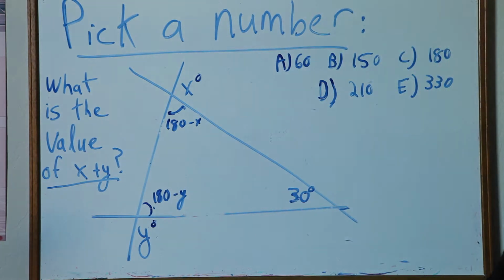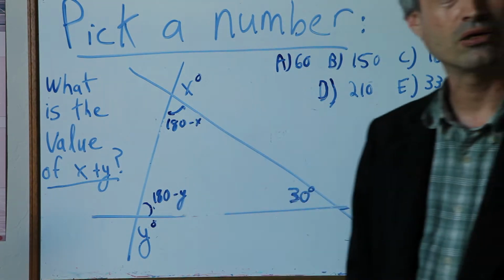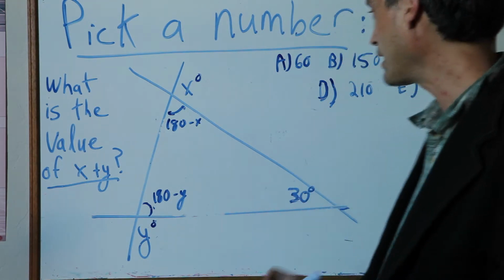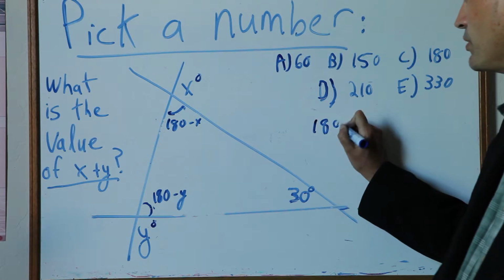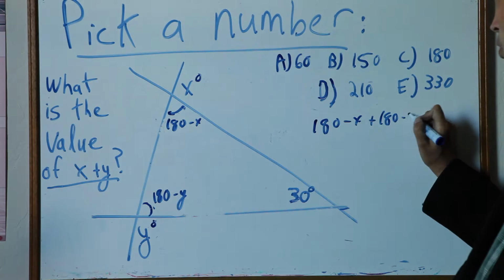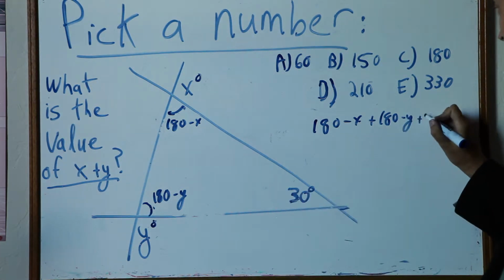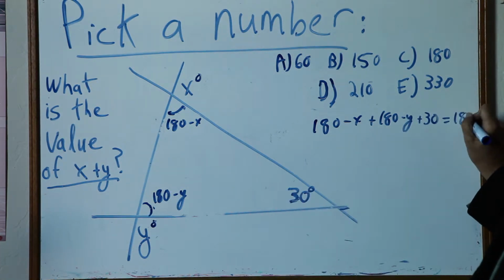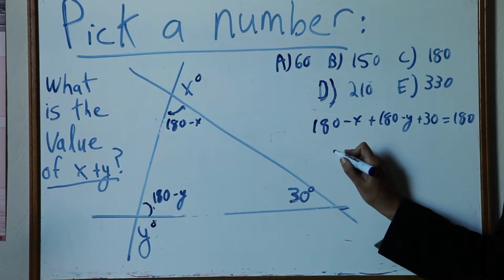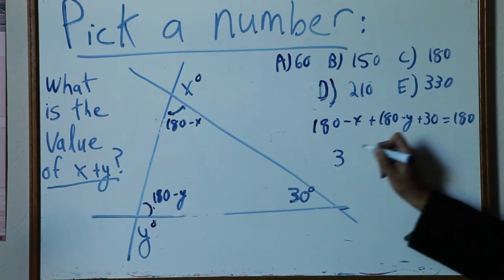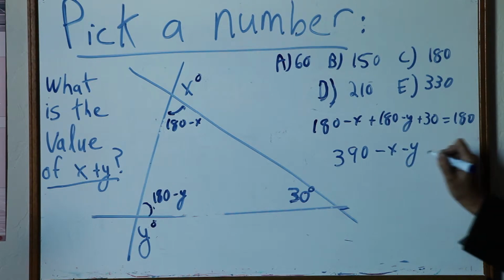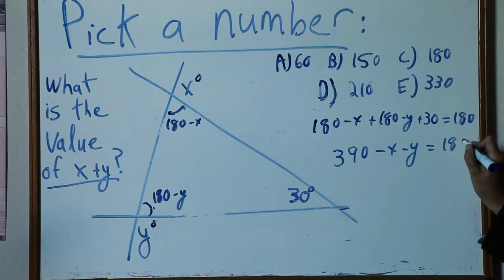Once I filled those in, I have all three angles within the triangle labeled, and I could set the sum of those three equal to 180 degrees by the triangle sum theorem. That would mean that the 180 minus x plus the 180 minus y plus the 30 that we were given must equal 180. On the left-hand side, combine your three like terms. 180 and 180, 360, plus 30 more, 390, minus x minus y is still equal to 180.